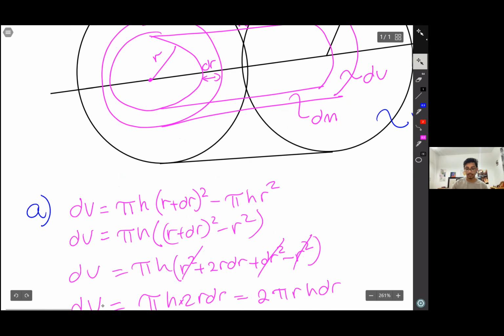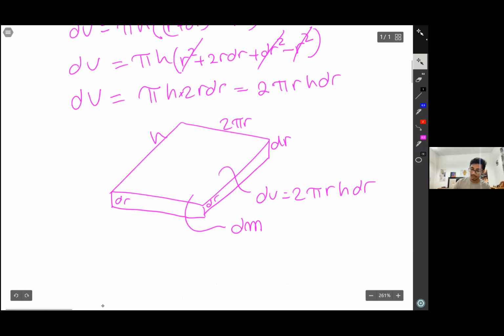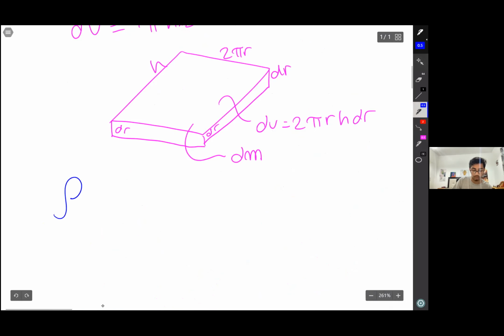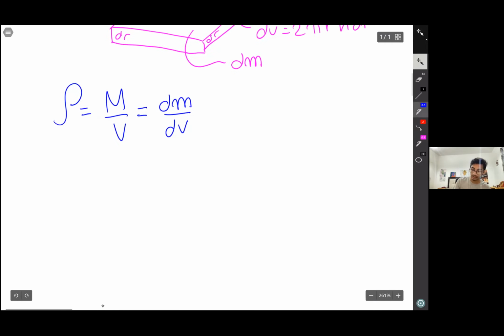Or, well, in this case, at least because it has uniform mass. So I can say that the density, which is given by the Greek symbol rho, is going to equal mass over volume, which is also equal to dm over dv. Now then, if we multiply dv by both sides, we get that dm is equal to rho dv, which is equal to m over v dv.